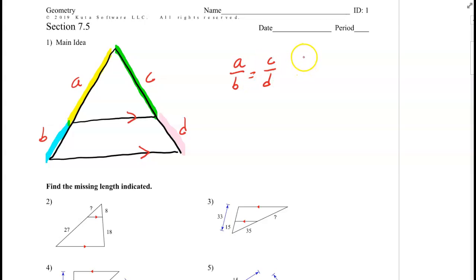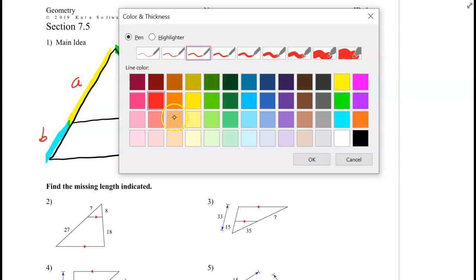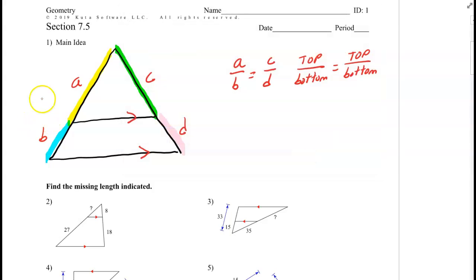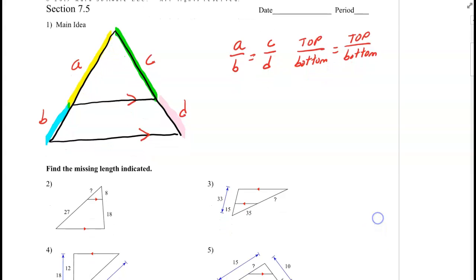Now visually I call A the top part and B the bottom. Likewise, C I call the top and D I call the bottom. So I say top over bottom is equal to top over bottom. Sometimes my students last year like to say, well, if we consider this to be the fraction bar, I could see A over B is equal to C over D. So some people like that idea. Let's take a look at example 2 here.